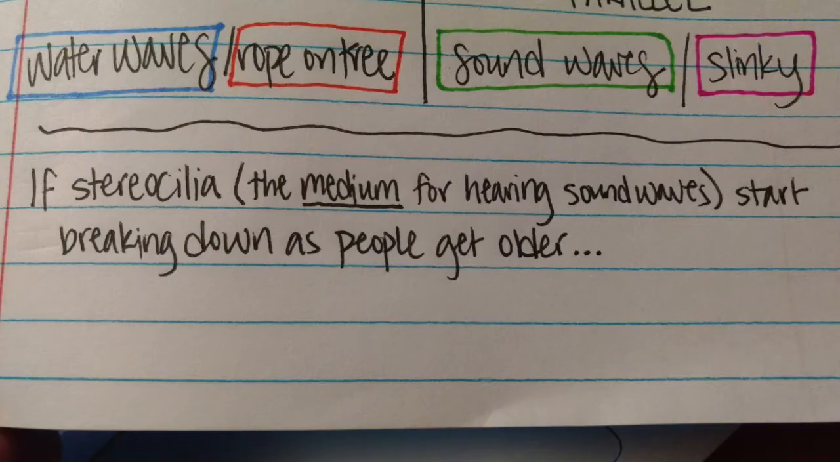So your job is to answer this question by completing the sentence. If stereocilia, which are the medium for hearing and processing sound waves, start breaking down as people get older, why would that make older people less able to hear those higher frequencies? And as soon as you've got that, you're going to go ahead and just snap a picture of your notes page with those fill-ins and get it submitted to me, and then you are done for the day.